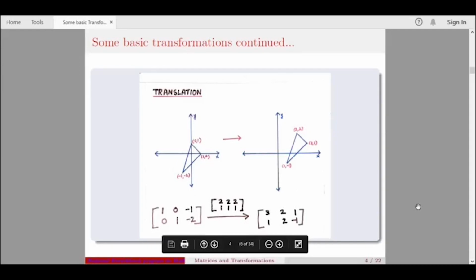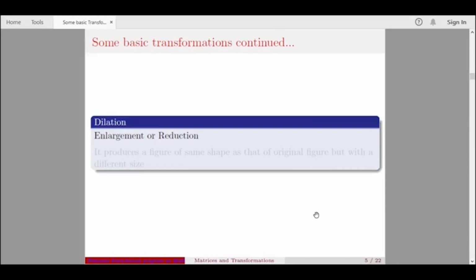Now the next transformation is dilation. Dilation is a transformation that produces a figure of the same shape but with a different size. That is, here the size is different; either it is enlarged or it is reduced. The figure has the same shape as the original figure, but is of different size.